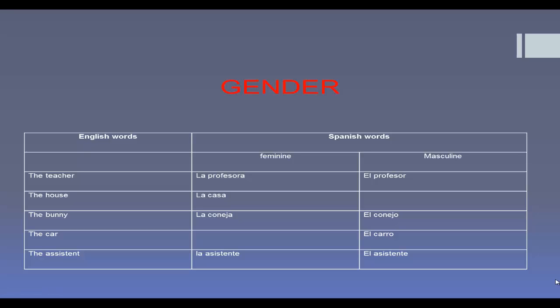Gender. In English, the nouns don't have gender, on the contrary to Spanish, where some nouns are masculine or feminine. For example, the teacher. In Spanish, la profesora o el profesor. The house. In Spanish, la casa. The bunny. In Spanish, la coneja, el conejo. The car. In Spanish, el carro. The assistant. In Spanish, la asistente o el asistente.